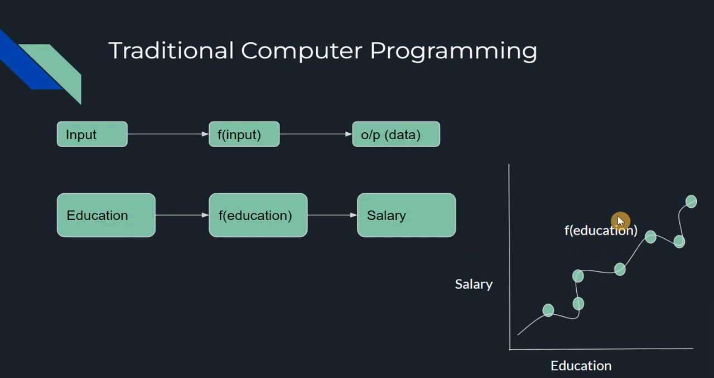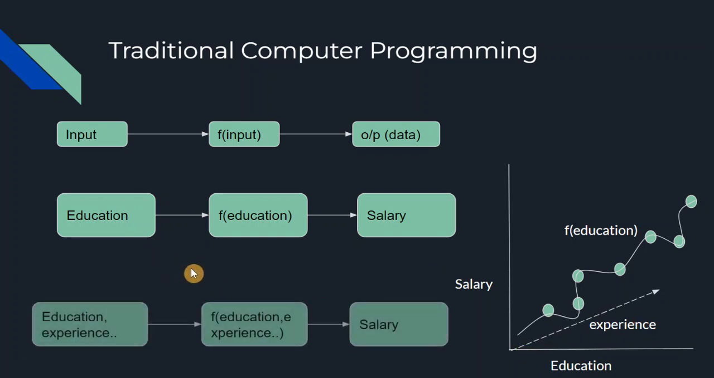I've written this function for only a single parameter, but we could do this for any number of parameters. Say for example, I have taken another parameter called experience. Though it's hard to visualize in a 2D space, let us take a look at adding another parameter. So I could take the education and experience as input parameters, write a function to process them and generate the expected output salary that I should pay a person depending on his education and experience. This is the traditional computer programming in simplest terms.